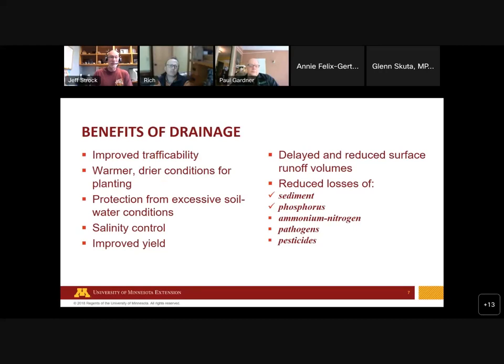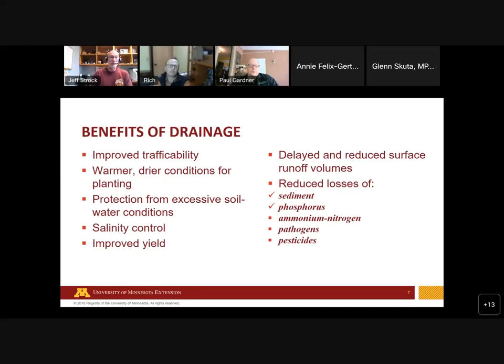So depending on the year, water that comes down either from the tile or from runoff events like we had recently are going to tend to have dissolved nitrogen and movable phosphorus that might be moving down toward the Gulf. And that has a direct impact on the size of that Gulf hypoxic zone.